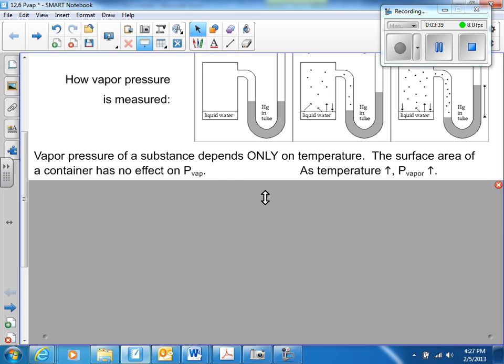Okay, very important. The vapor pressure depends only on temperature and whatever substance you have. It's substance dependent and temperature dependent. It is not surface area dependent. So this liquid water, if this container here was twice as big, the vapor pressure would still be the same.